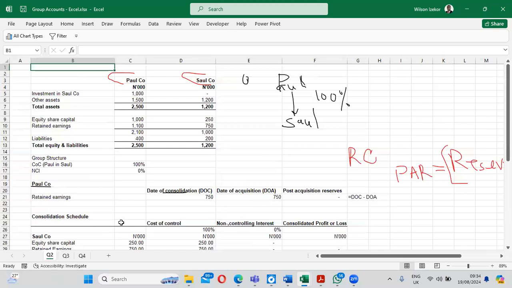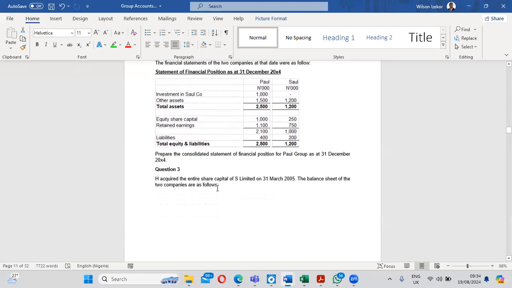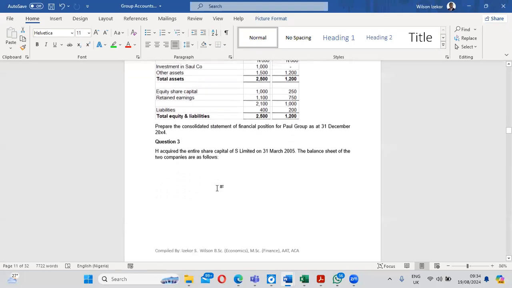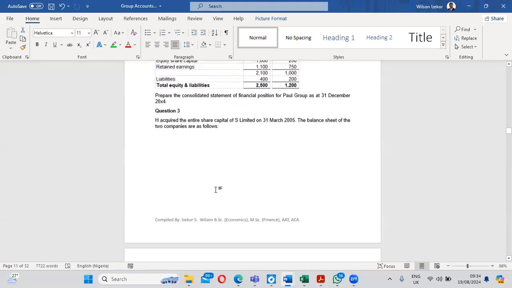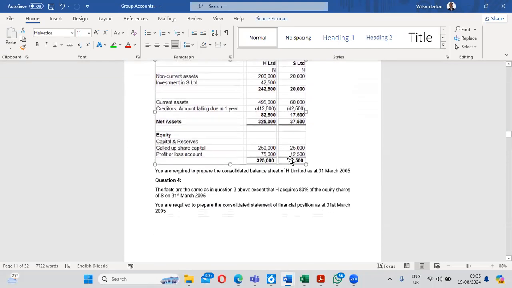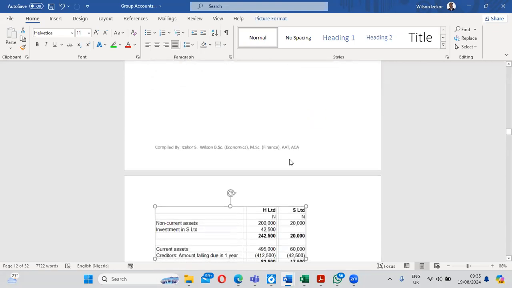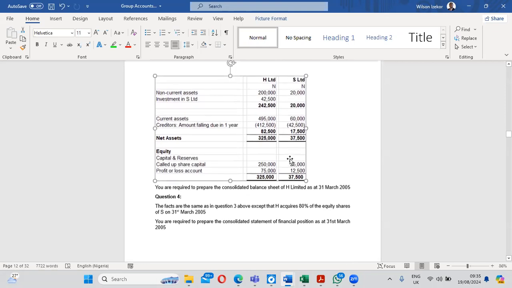Now let's go to the second question. So I'll quickly look at the third question. Okay, so the third question says that H acquired the entire share capital of S Limited on 31st March 2005. The balance sheets of the two companies were as follows.